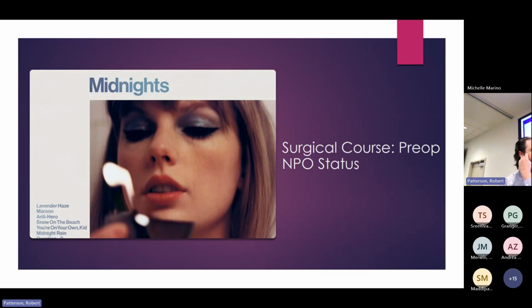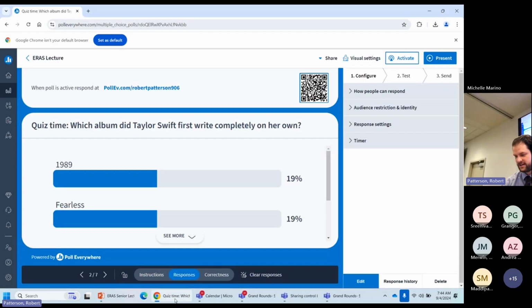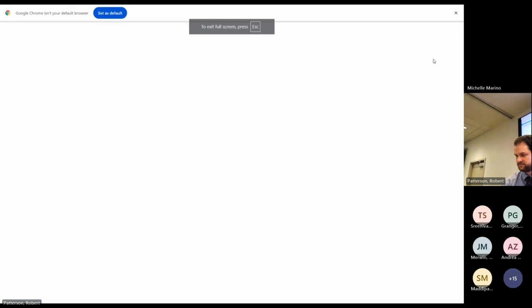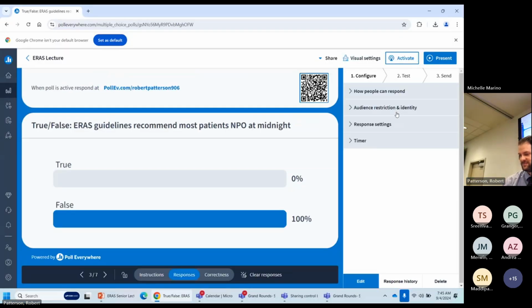All right, midnight, NPO status. I know, clever. All right, true or false. ERAS guidelines recommend most patients be NPO after midnight. I don't know if like one person hit false or everyone's hitting false. We'll go with the latter.